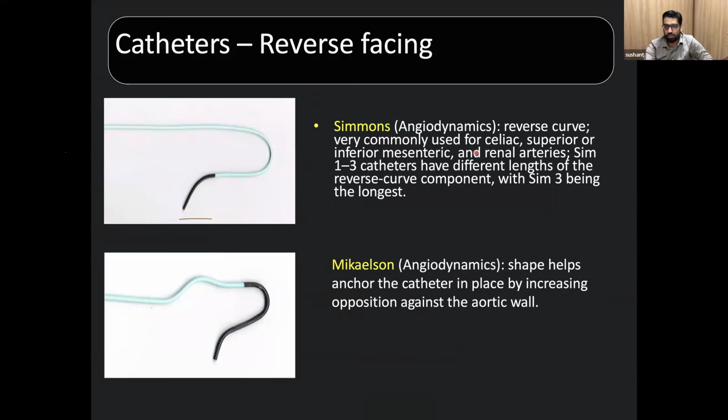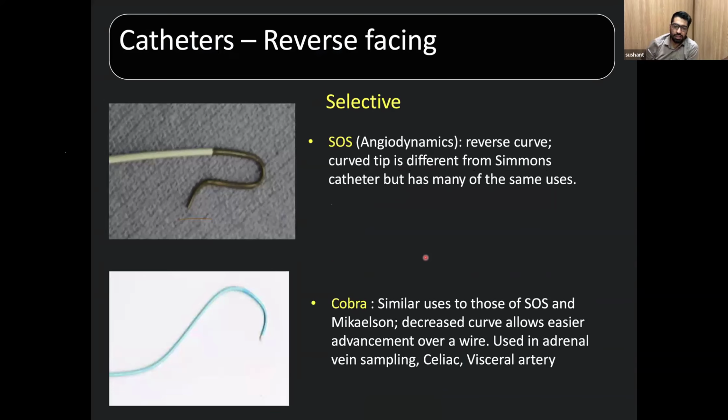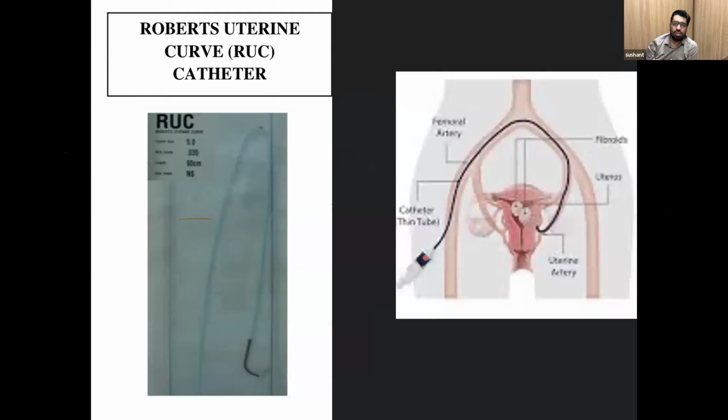Like in an older age group, or in a patient with a very acute celiac or SMA or inferior mesenteric artery, then again the Michelson catheter is a reverse kind of catheter. Cobra catheter, SOS catheter. These catheters all come in different shapes. And this is an RUC catheter. You can see this RUC catheter has two very acute curves. This helps to cannulate across to the second, contralateral iliac and guide this catheter into the internal iliac and to the uterine. So this catheter is made according to the shape of the target vessel we want to go to.